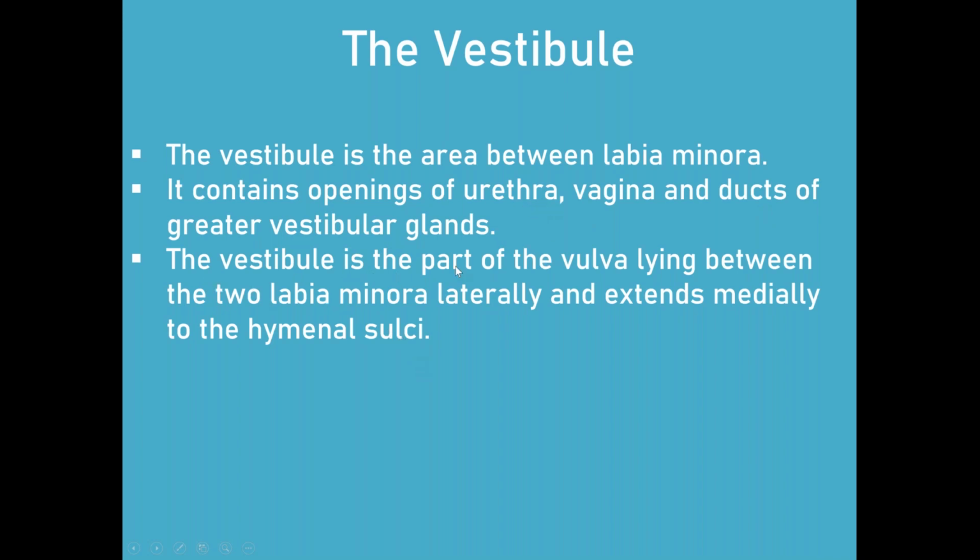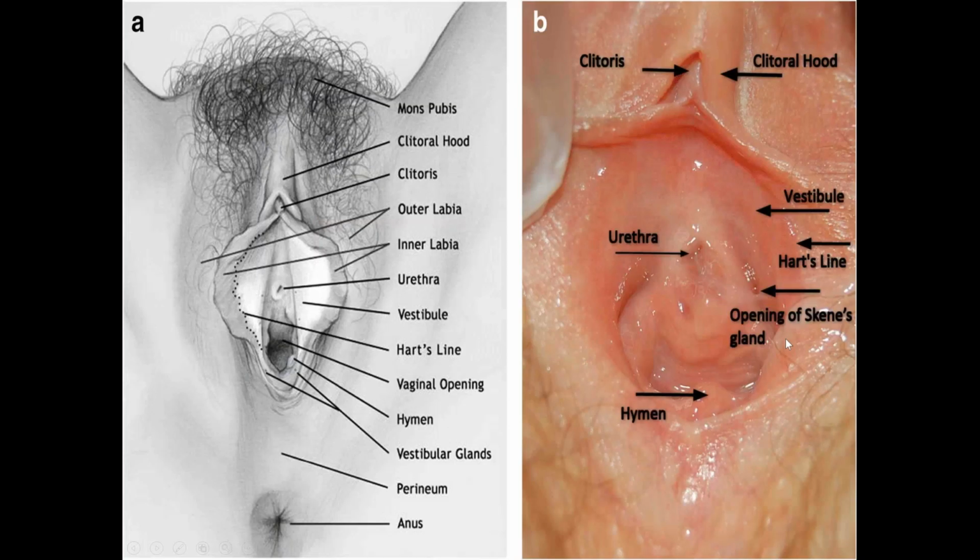And the vestibule is a part of the vulva lying between the two labia minora laterally and extended medially to the hymenal circle. So this is about the position of the vestibule. It is between the labia minora. So the picture shows this is the vestibule. Here, this is the vestibule. This is the area between two labia. This is the area of vestibule.